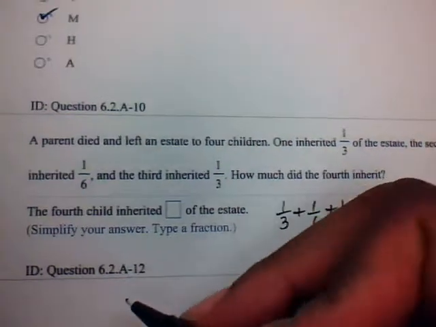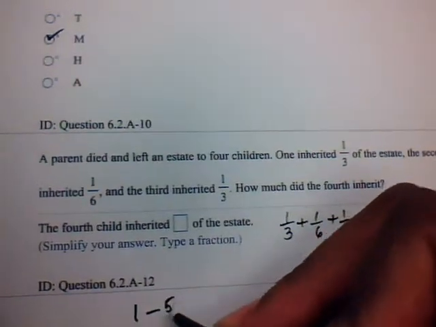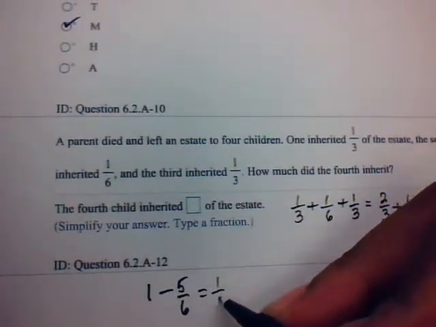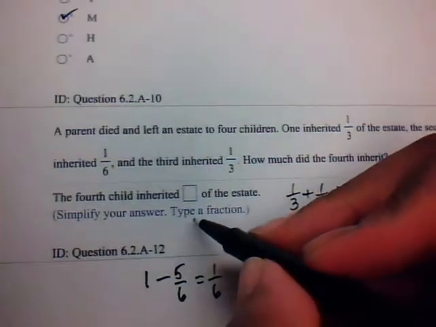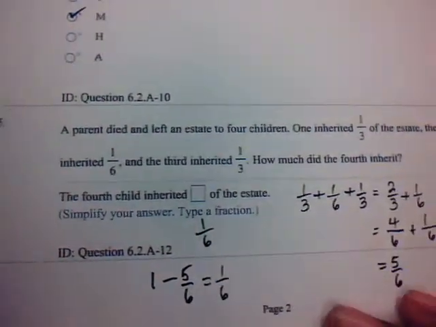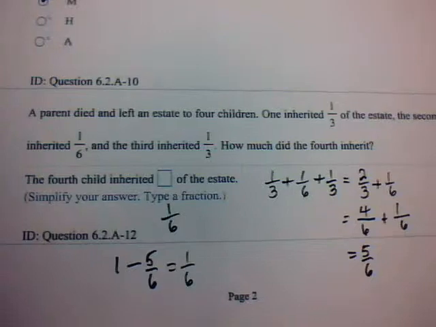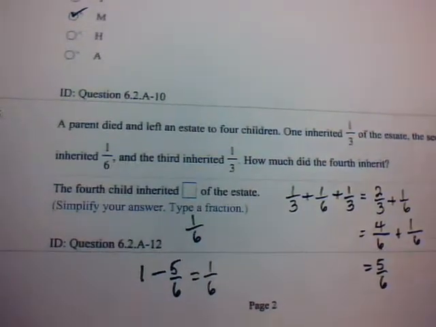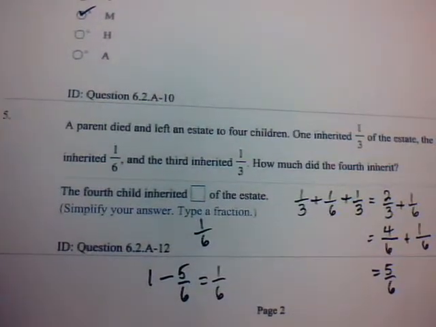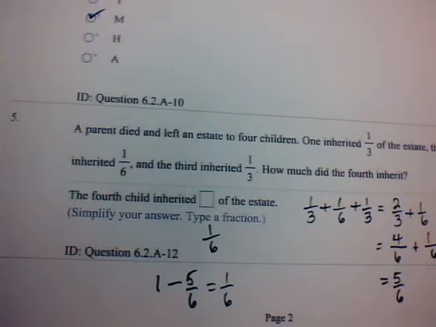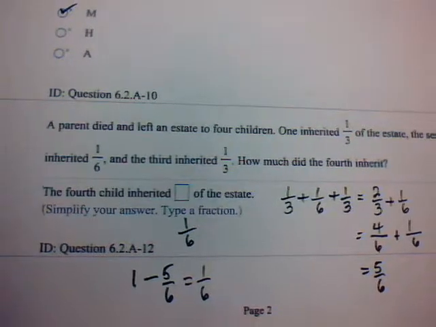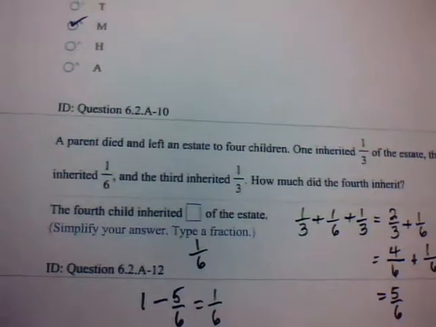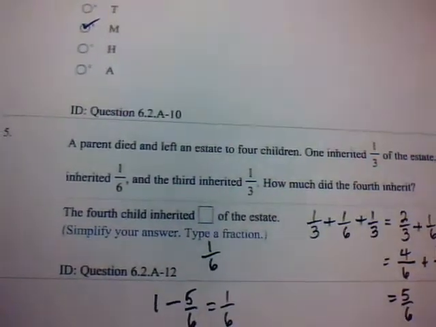Now the estate represents 1 whole. So if I subtract 5/6 from a whole, I'm left with 1/6. So that means that the fourth child had to have inherited 1/6 of the estate. Or you could draw an illustration of 6 equal parts, and you can see that the 3 children inherited 5/6. That means that 1/6 will have to be left over for the fourth child.